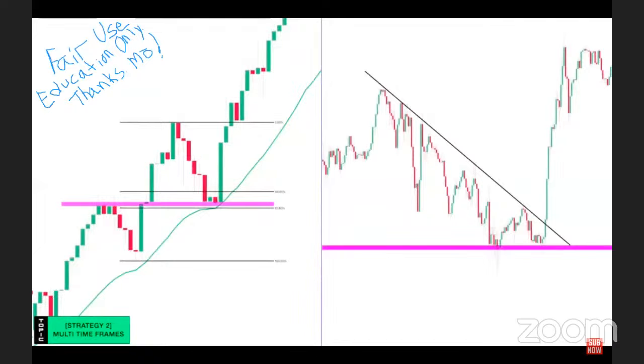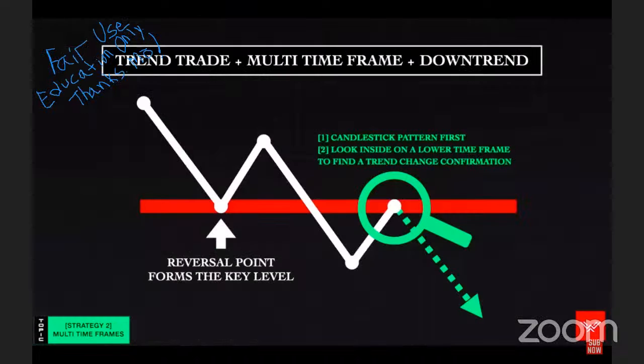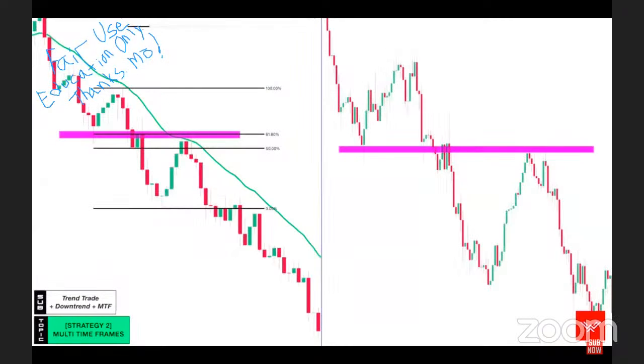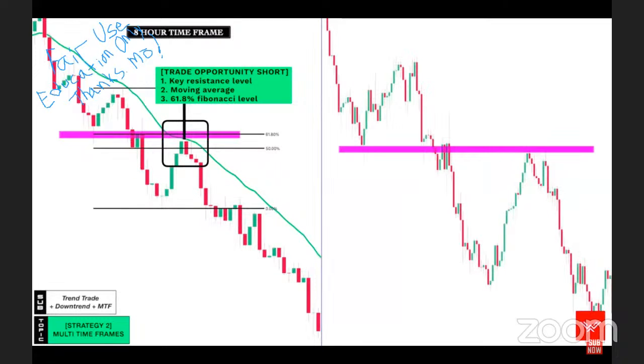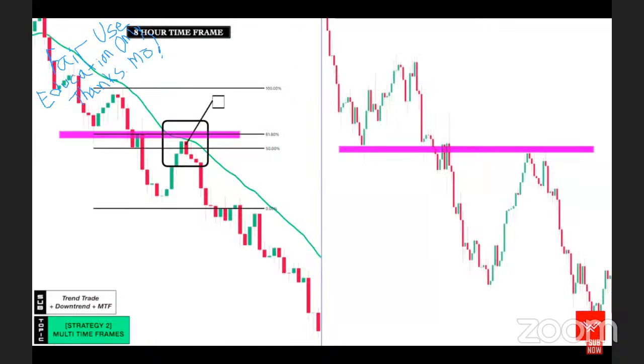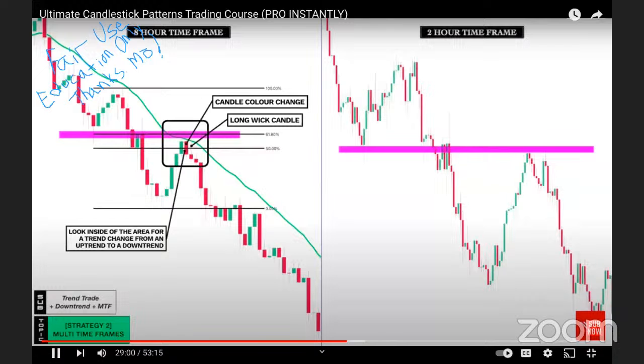So now going in the opposite direction, a trend trade in a downtrend using multi-time frames. So on the left is the 8-hour time frame. You had your moving downtrend and your short trade opportunity right here at the area of confluence. Once price pulled back to the area, you had a candle color change and one where the wick is sticking out. That's when you would look inside for a trend change and use a lower time frame, such as the one on the right, which is the 2-hour time frame.